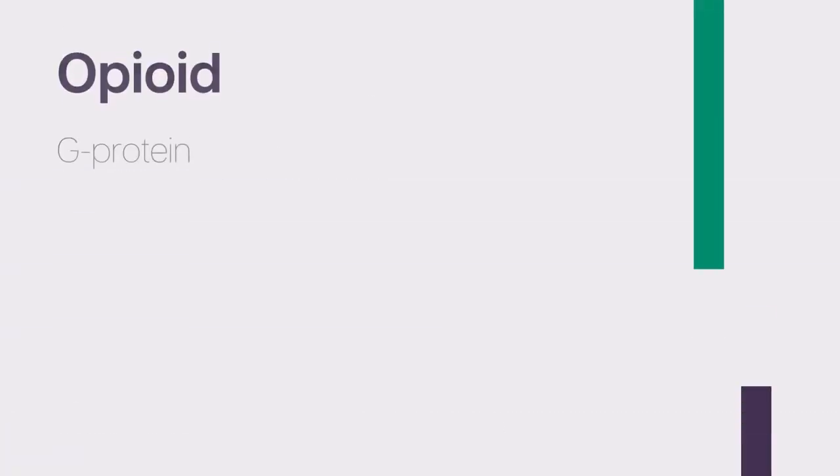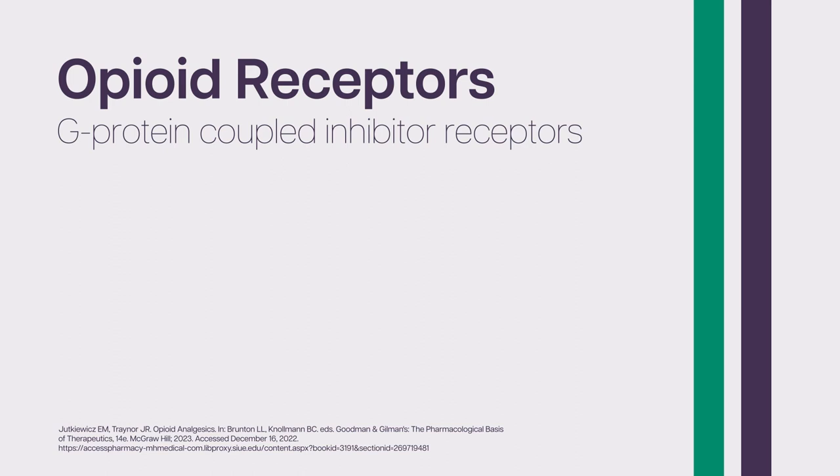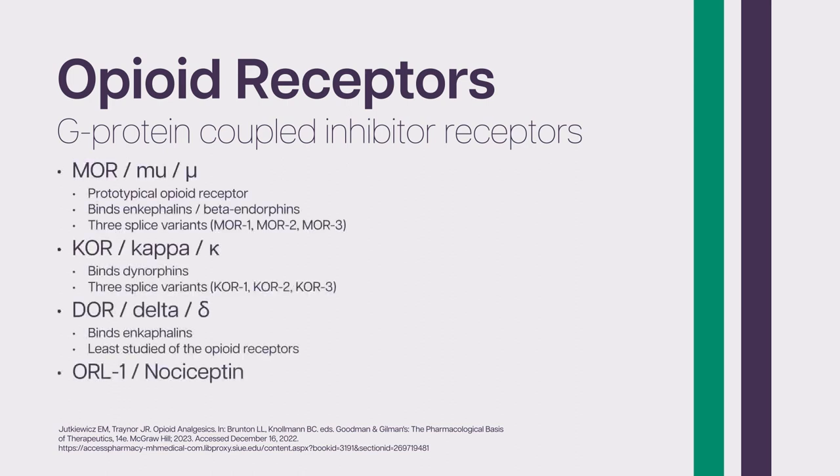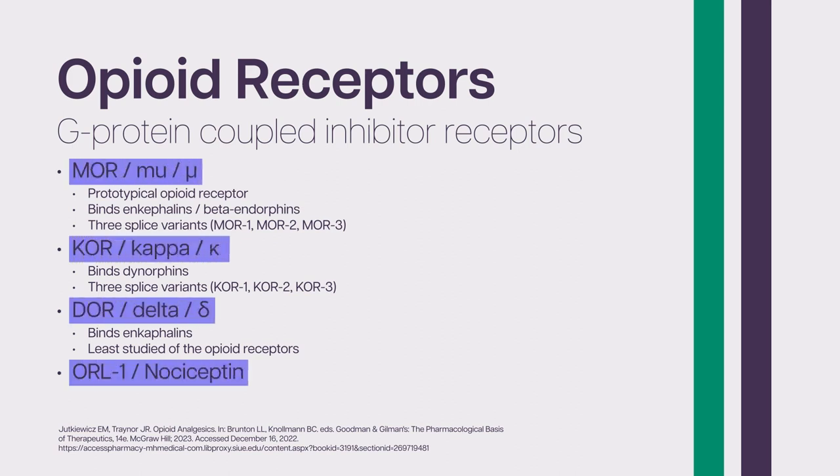Let's begin. Opioid receptors are 7 transmembrane G protein-coupled inhibitor receptors. There are 4 types: the mu, kappa, delta, and nociceptin receptor. The first 3, mu, kappa, and delta, are considered to be classical opioid receptors. The last receptor, nociceptin, is structurally similar to the classical receptors but has a different pharmacology. The mu receptor is primarily responsible for the pain-relieving actions and also the adverse effects.